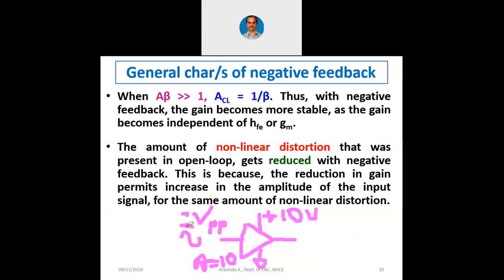So let us say, instead of this 1 volt peak to peak, the input is, imagine, 2 volts peak to peak. If the input is 2 volts peak to peak, naturally you will get an output waveform which is like this. So your input signal is a sine wave, whereas the output signal becomes somewhat a triangular wave with the upper portion and the lower portion being clipped.